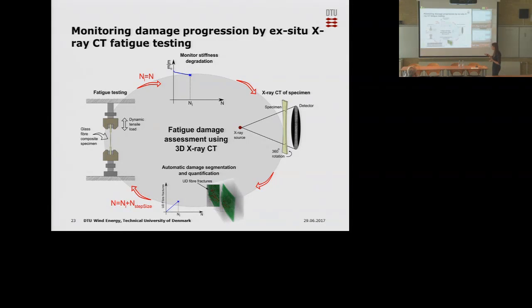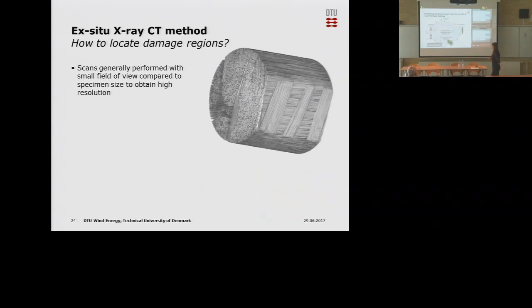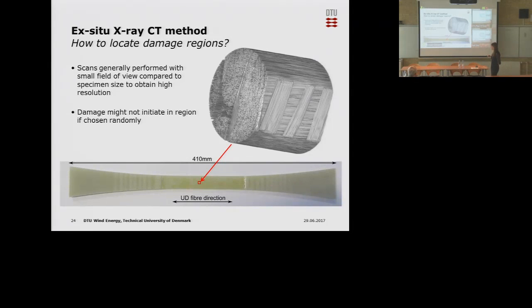Maybe some visualization was done, and then this loop was continued as many times as one finds feasible and until failure of the specimen. But how to locate damage? Now I mentioned earlier that we look at a very small region, and as you can see here, this is an example of a volume you might consider, and this is 2.5 millimeter in diameter here, and this is the specimen, and I tried to mark the approximate size of this in the specimen. I told you also that the damage is not homogeneously distributed in the specimen. So if you just choose a random region, then you might not actually see any damage there.